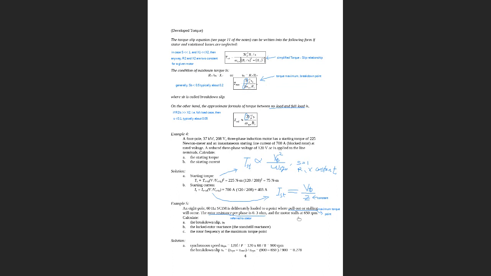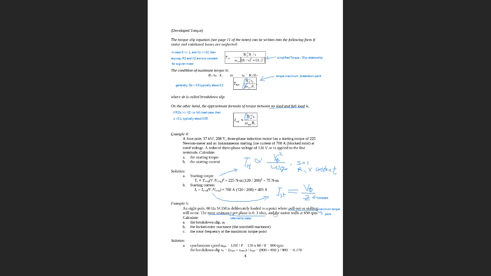Okay, and the motor stalls at 650 rotations per minute. So that means that at the moment the motor has the maximum torque, its rotation speed is 650 rotations per minute. This is the question. Now, please calculate A, the breakdown slip, B, the locked rotor reactance, the static still reactance, that means X2, and C, the rotor frequency at the maximum torque point.